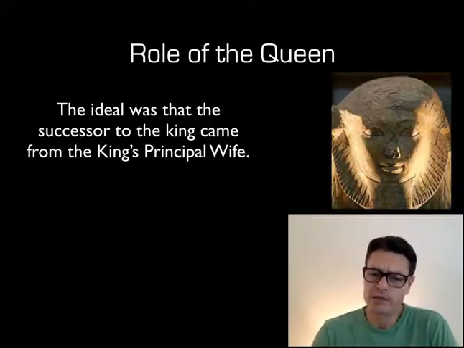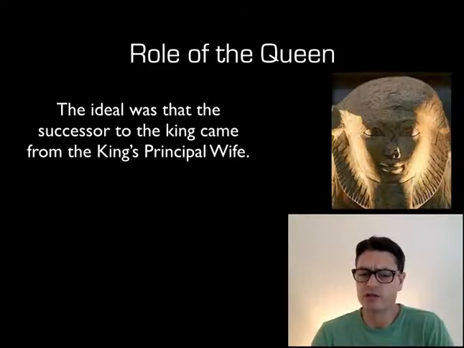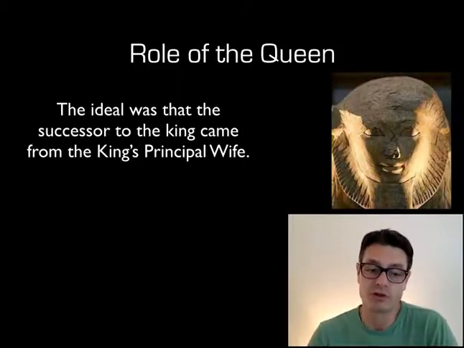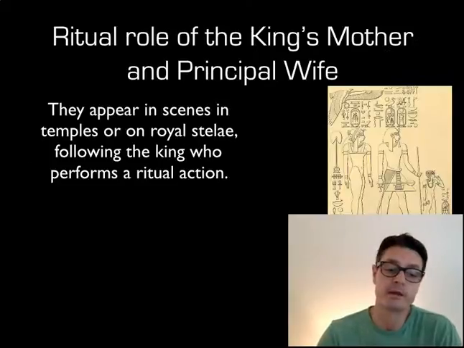Another thing we need to understand about the role of queen is that there was an expectation generally that the successor to the king would come from the king's principal wife or his queen. We know that that didn't always happen. It did not happen with Thutmose II or Thutmose III, but we think that was the expectation during this time period if it was possible.